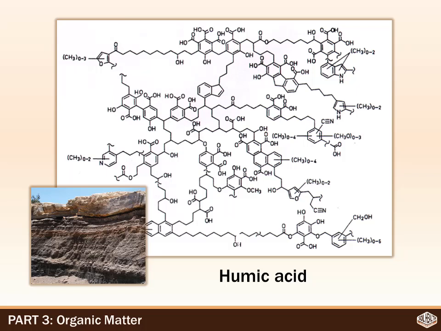Humic chemistry is very complex and is related to coal chemistry, and a large range of compounds that have carbon at their core are highly complex and stable.